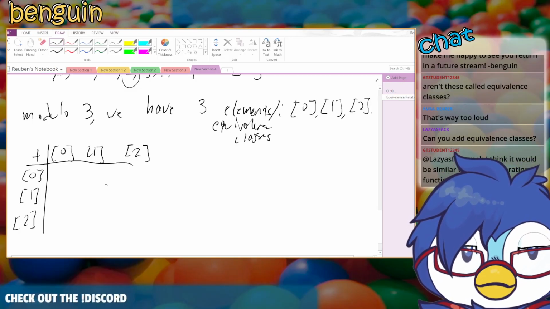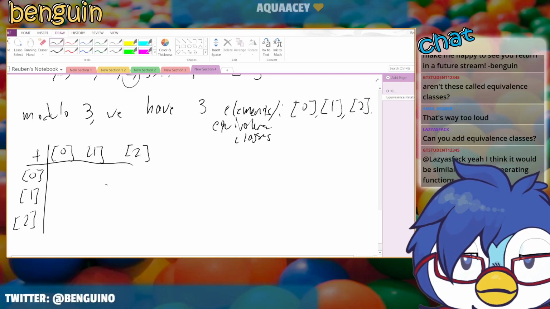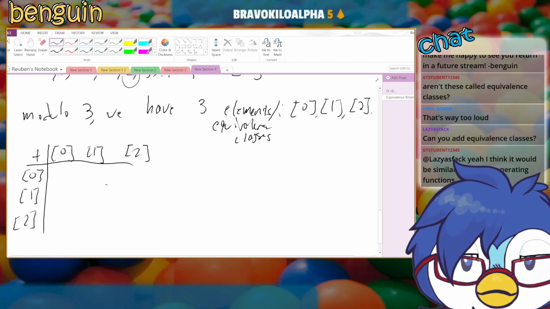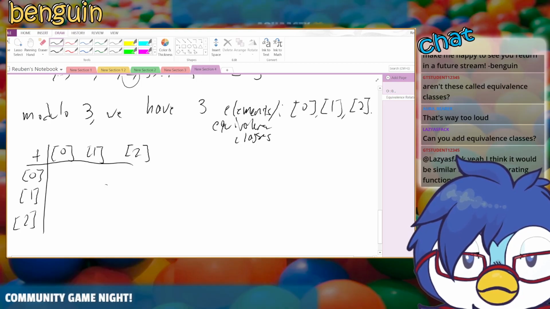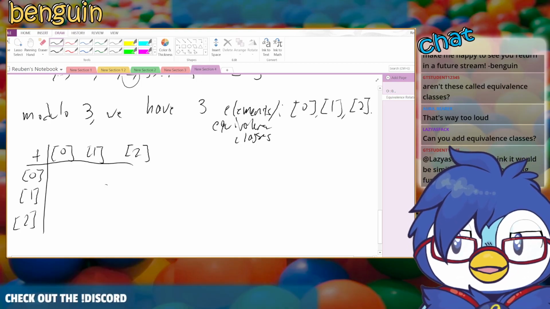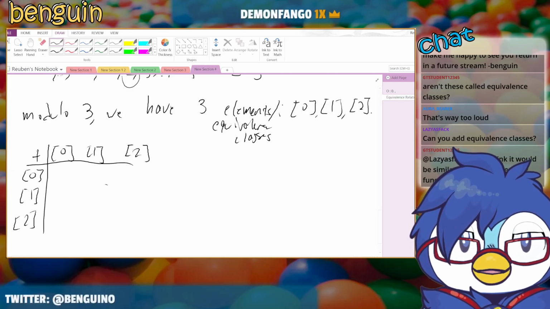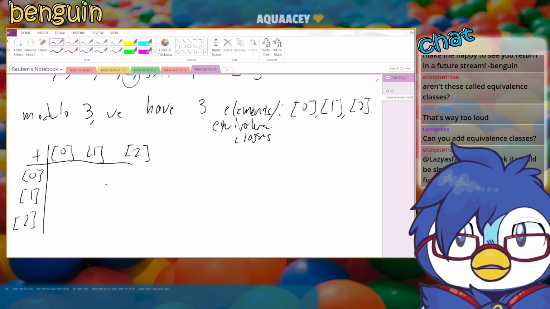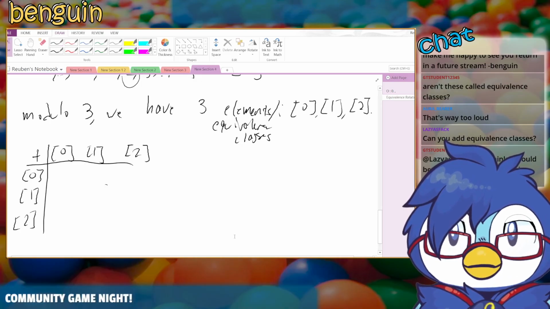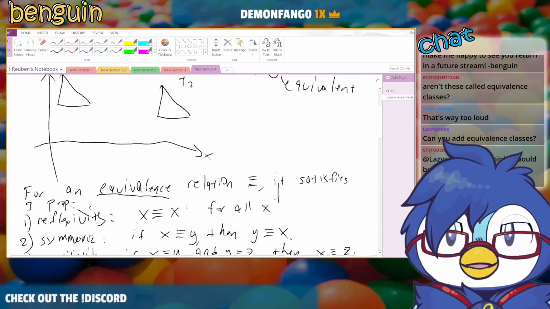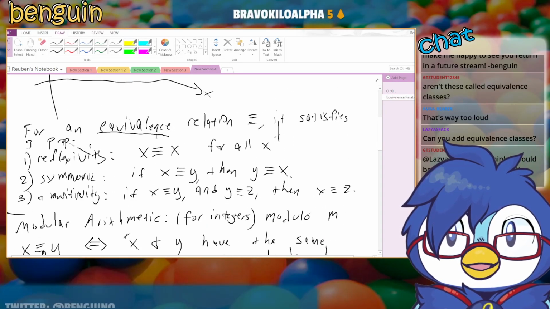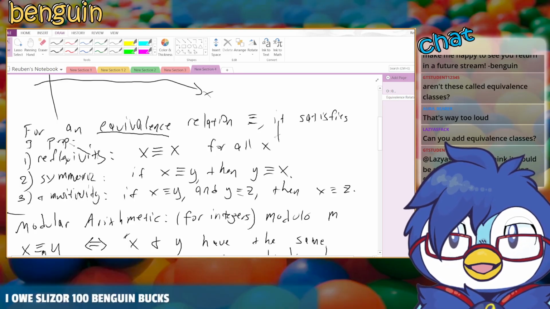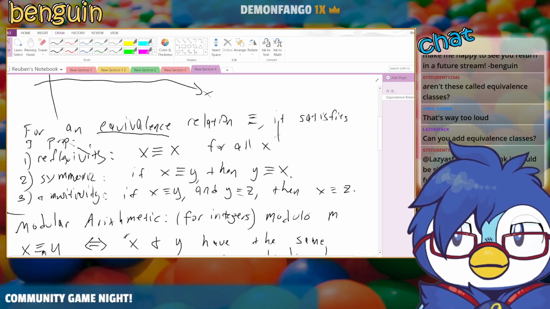Can you add equivalence classes? Let's see, I'm not sure what you mean. Right now we're just discussing the general properties of equivalence classes. For those of you just coming in, we did discuss what an equivalence relation is. It's basically something that satisfies these 3 properties: reflexivity, symmetry, and transitivity.